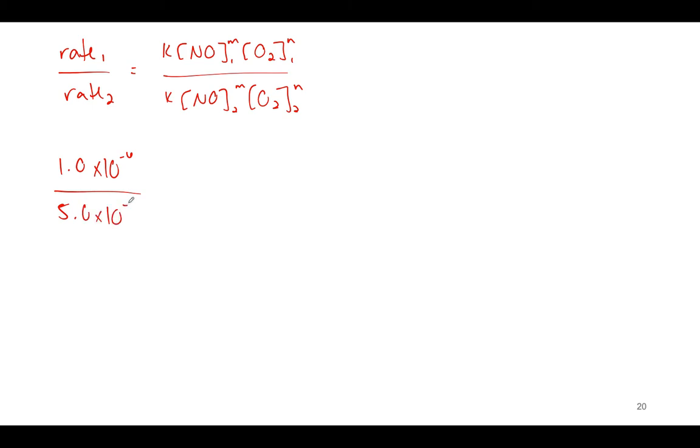5.0 times 10 to the negative 7. Well, this is equal... well, this is, wait.